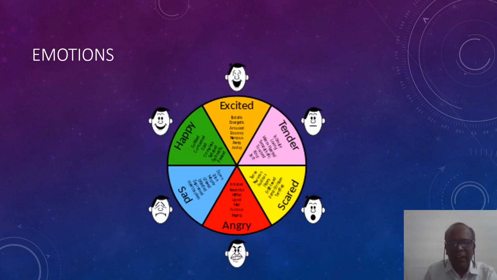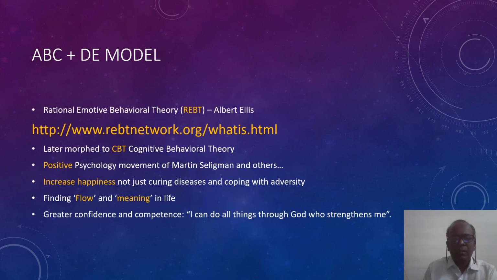The E in REBT stands for emotions. Emotions could vary from happiness, sadness, anger, fear, tenderness, or excitation. The ABCDE model refers to REBT, which was proposed by Albert Ellis. This got changed or morphed to CBT, which is cognitive behavioral therapy.